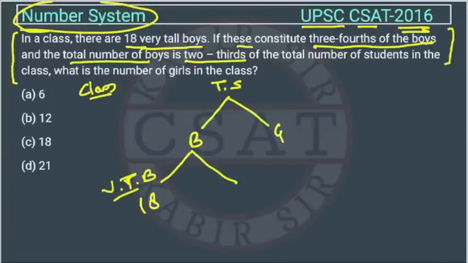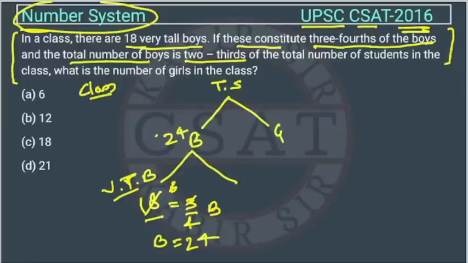If these constitute 3/4, so this 18 is 3/4 of the boys, right? So we will solve this. So what we will get? 3 will cut this 18 6 times, right? And 6 4s are, 6 times 4 is 24. So total boys will be 24. So the boys are 24, right?